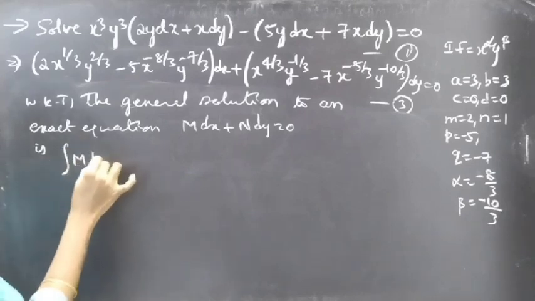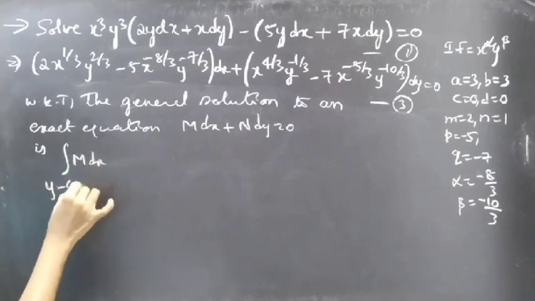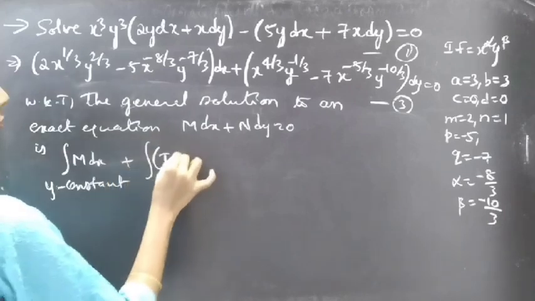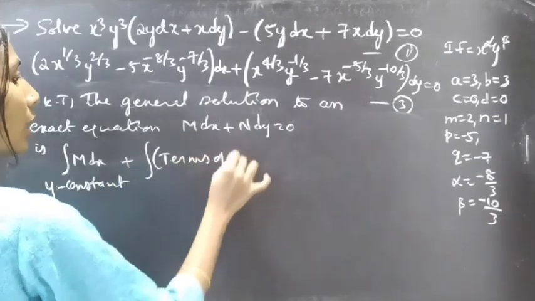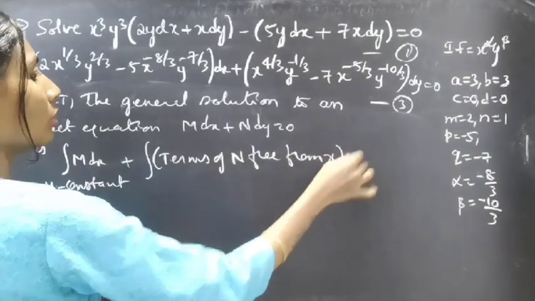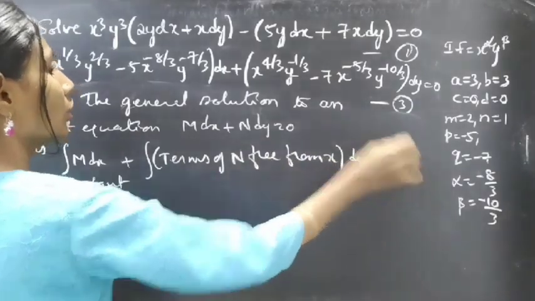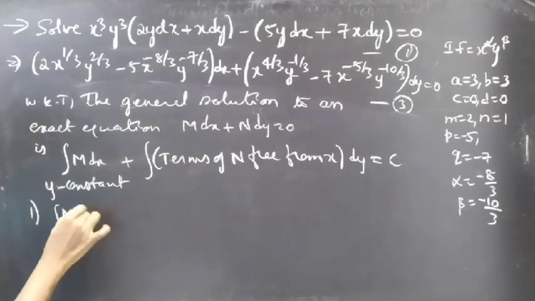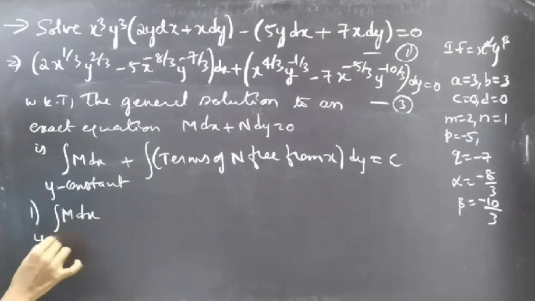integral M dx treating y as constant, plus integral of terms of N free from x into dy, equal to c. Okay, now let's find each integral separately for our convenience. I'll begin with the first integral, treating y as constant.